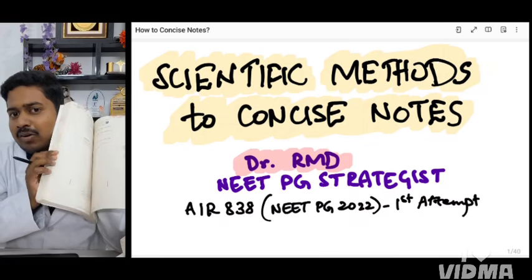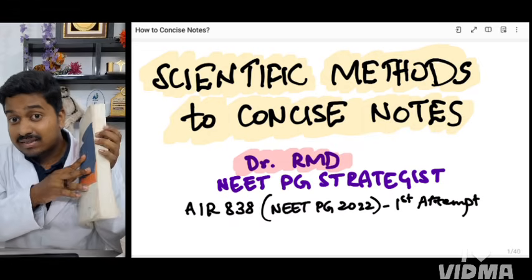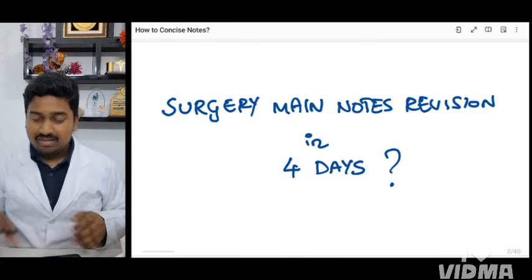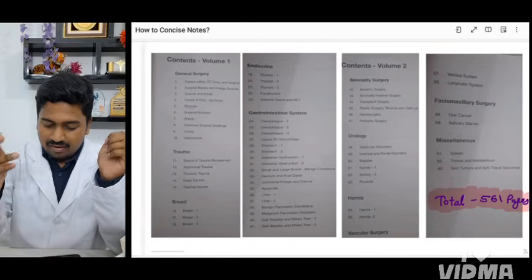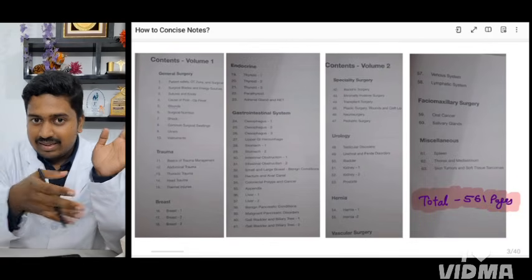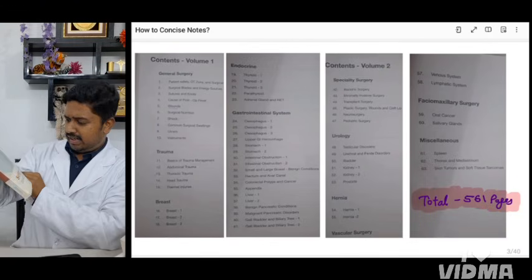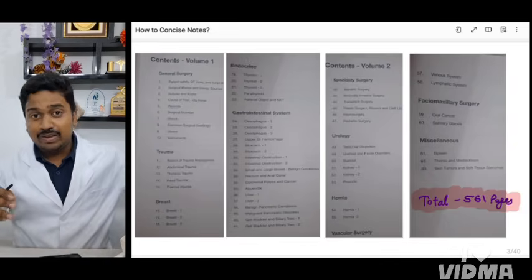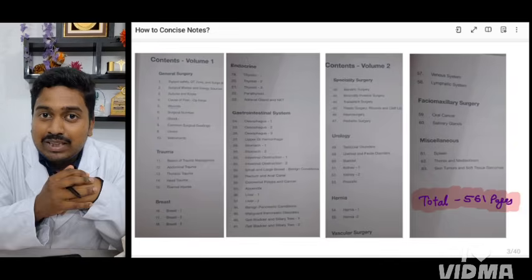And I'll exactly tell you how to concise these 561 pages into a revisable source in 4 days. Is it possible? Let's see. See, these are the contents which are available in surgery notes, main edition. This was basically edition number 4. Okay, so Marrow edition 4, which I used during 2020, 2021, and even for my NEET PG in 2022.